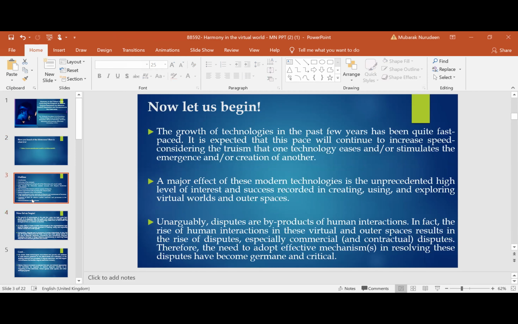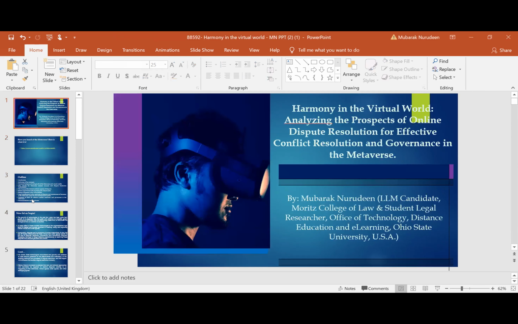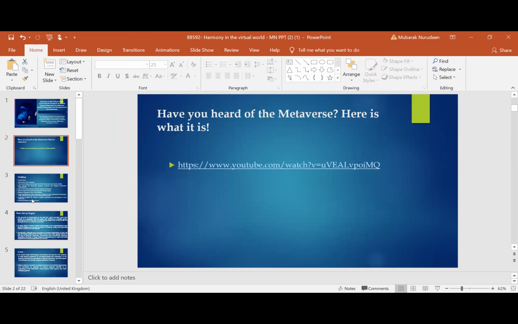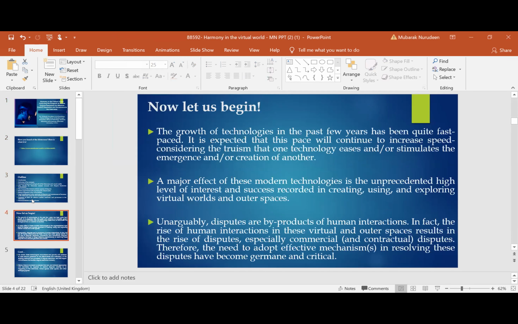I'll be discussing the metaverse, the harmony in the virtual world, analyzing the prospect of dispute resolution for effective conflict resolution and governance in the metaverse. The growth of technology in recent years has been quite fast-paced, and the pace is expected to continue, given that the development of one technology stimulates the creation of another. At the heart of this development is that people have moved gradually from physical interaction to virtual interactions.